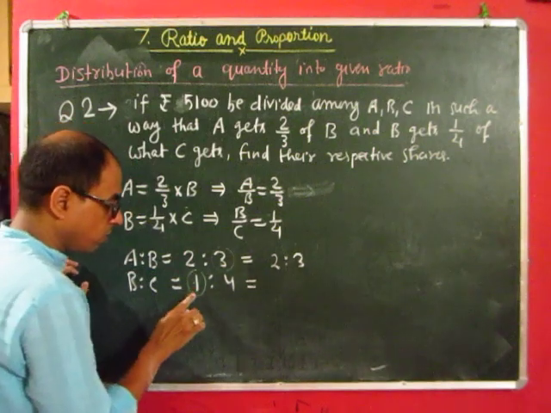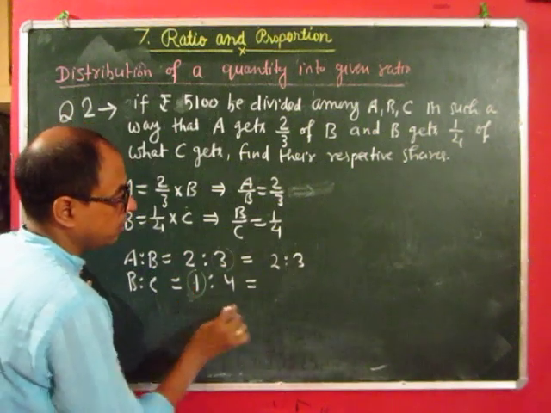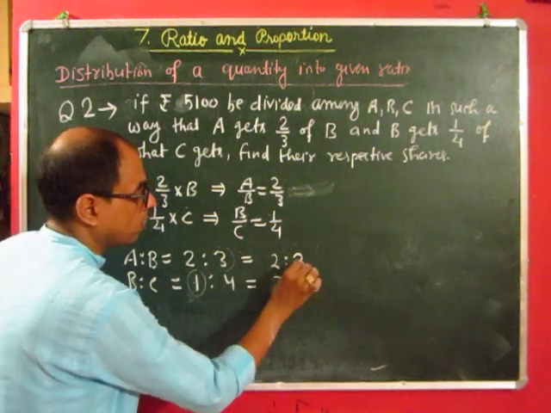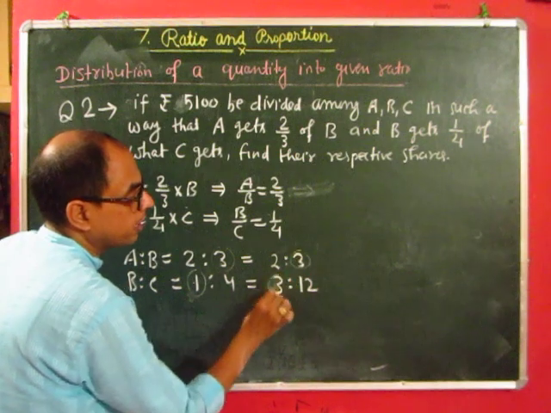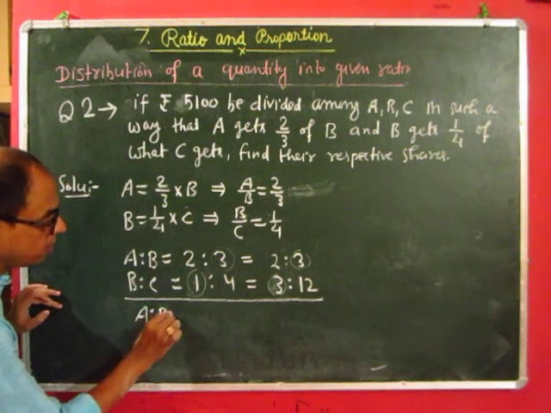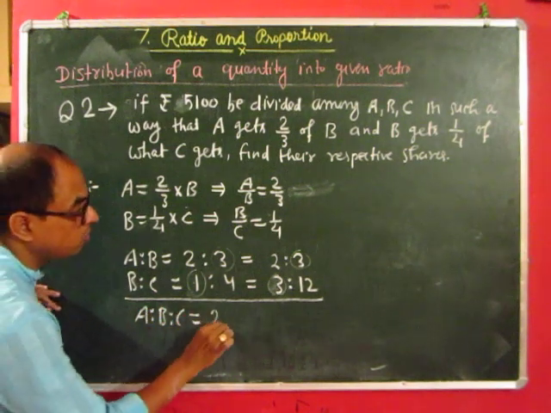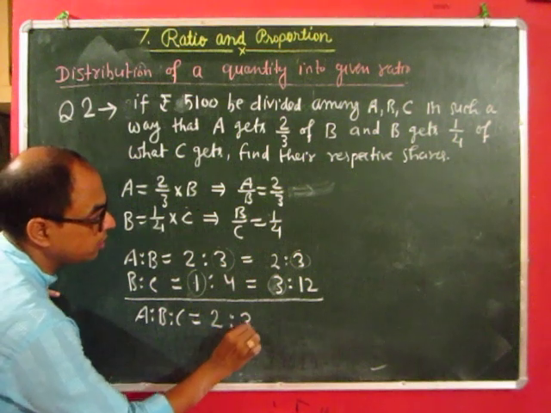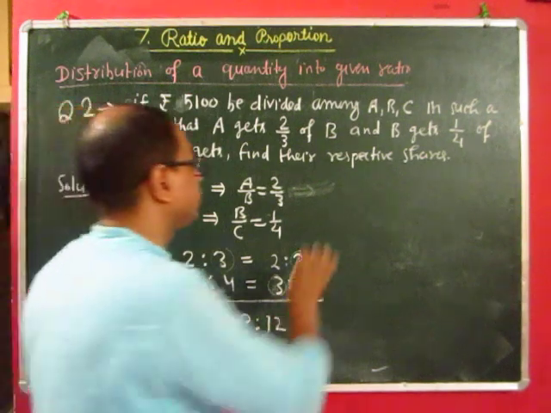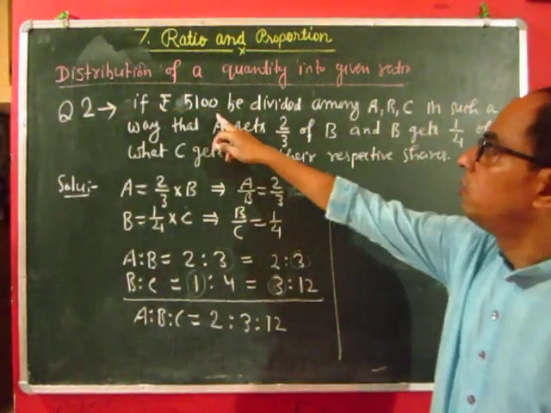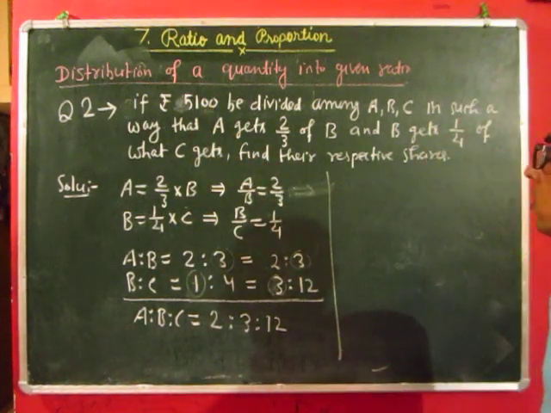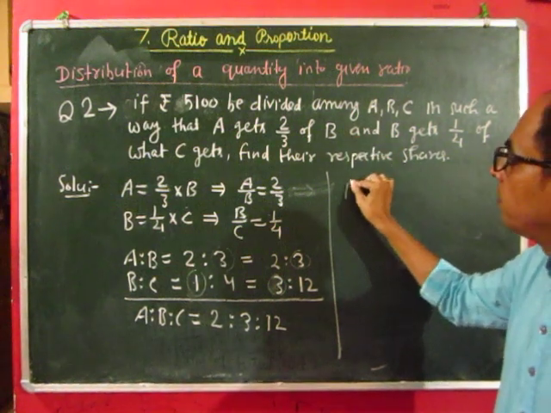To convert this into 3, multiply this ratio by 3. So it becomes 3:12. Now these two are equal. So what is the ratio of A, B and C? The value of A is 2, the value of B is 3 and the value of C is 12. So this is the ratio of A, B and C. So we have to distribute this 5100 in the ratio 2, 3 and 12. Clear?